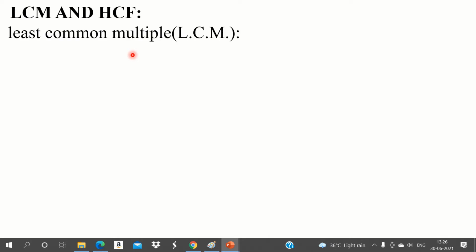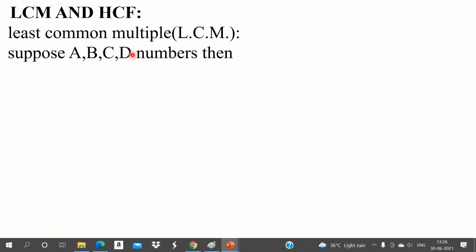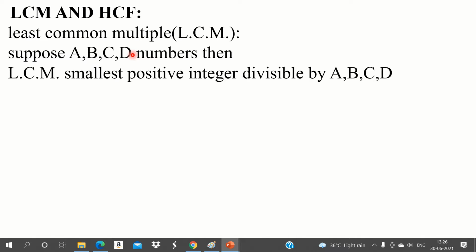LCM means least common multiple. Suppose A, B, C, D are the four numbers. We have to find the LCM. So LCM is the smallest positive number that is divisible by A, B, C, D. You can understand this LCM concept by a simple example.